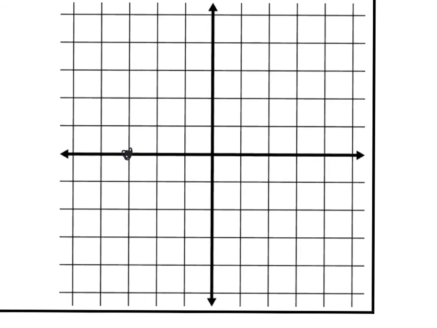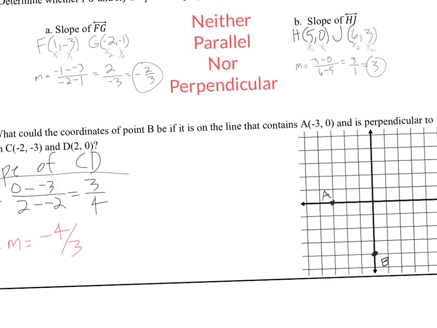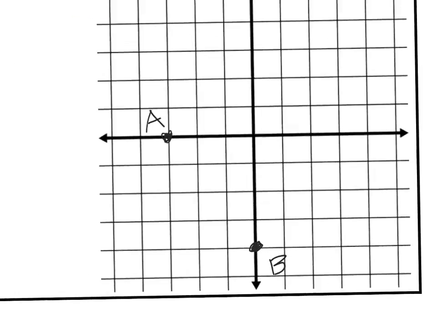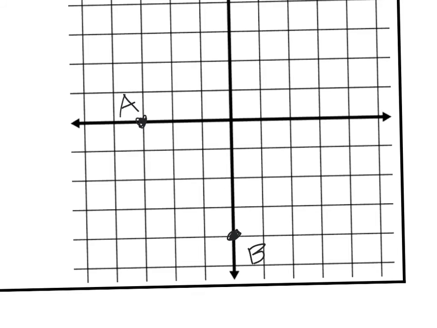So I'll label this as A. And then I'll go down 4 spots, 1, 2, 3, 4, over 3, 1, 2, 3. So I'll call this point B. That's why the question was worded kind of vague. What could the coordinates of point B be? Because obviously I could keep going down 4 over 3, down 4 over 3, and it could be any one of those points, but it wouldn't fit on this little graph I have here.